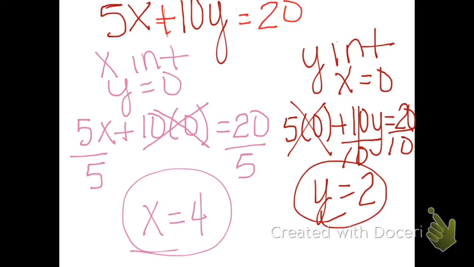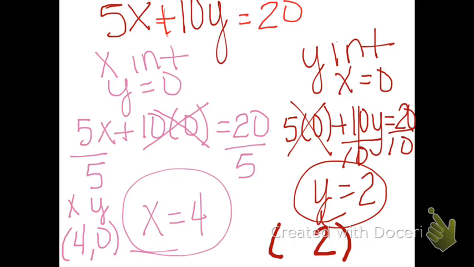Now on the ECA, they're probably going to have intercepts written as ordered pairs. So instead of x equals 4, they'll have the x-intercept as (4, 0), where we found x to be 4, and we assume y is 0. Vice versa, when we're writing the y-intercept as an ordered pair, we want to go ahead and put 2 in for the y spot and assume that x is 0.